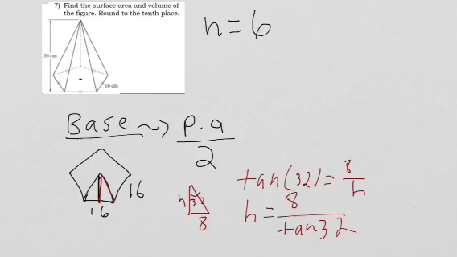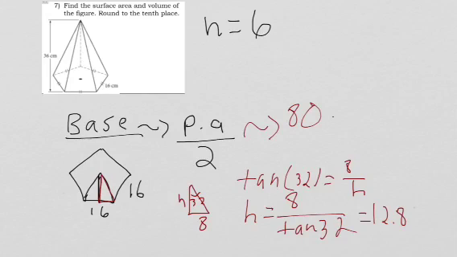Okay, so let's type this into a calculator. Make sure your calculator is in degrees. 8 divided by tangent of 36 gives us an apothem of about 11.01. Okay, so then to find the area of the base, we have to do perimeter times apothem divided by 2. The perimeter is just 16 times 5, which is 80. So now we're ready to do this.